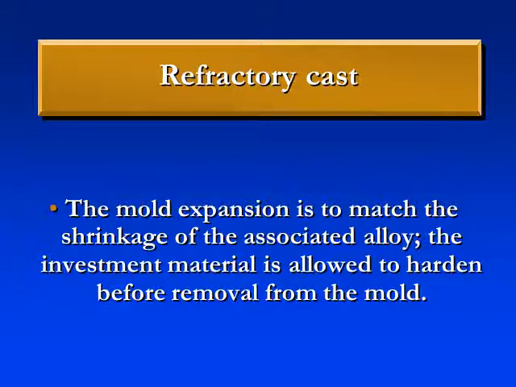There is an important criterion for the refractory cast. In the investment material used for the construction of the refractory cast, there is mold expansion. This mold expansion is accepted to match the shrinkage of the associated cast alloy. So the investment material is allowed to harden before removal from the mold, with the expansion that is expected to occur during the setting of the investment material. This expansion will compensate for the shrinkage of the cast alloys during construction of the removable partial denture metal framework.